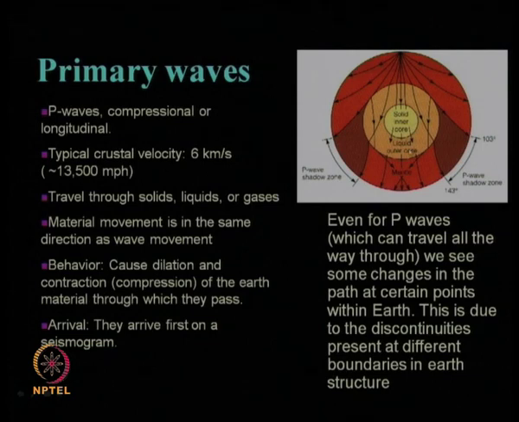And regarding the behavior of the travel of P wave, we have seen that the particle movement or material movement occurs in the same direction as the wave propagation or wave movement. And the behavior is, it causes dilation and contraction, that is successive expansion and compression of the earth material through which they pass. And because of their high crustal velocity, they arrive first on any seismogram.